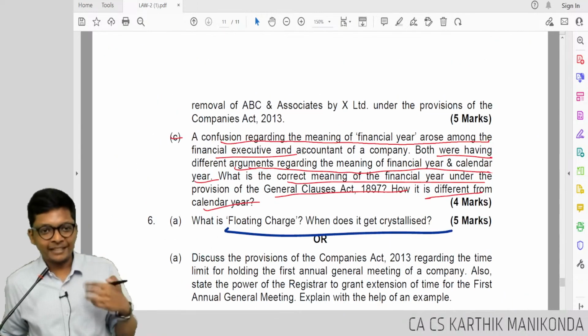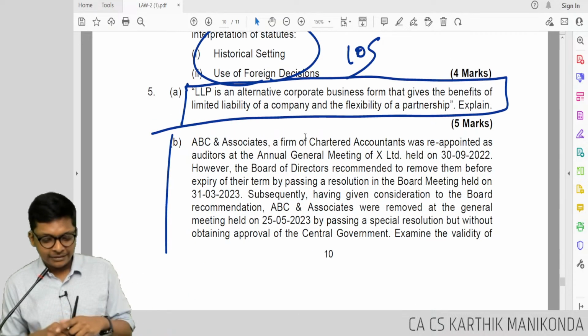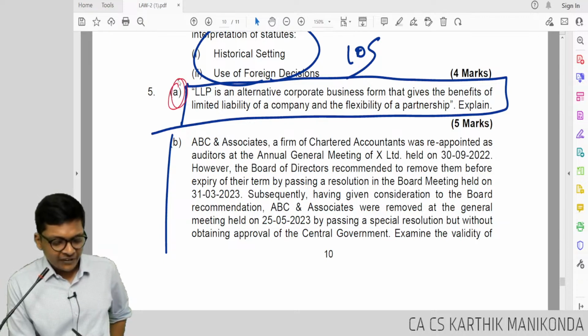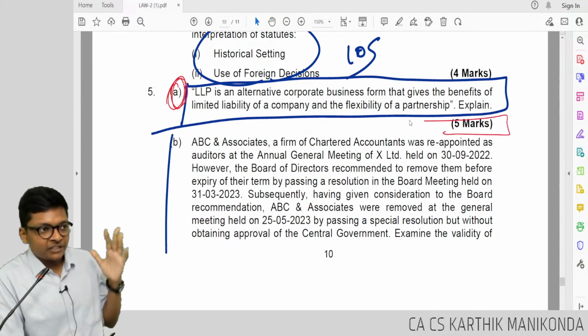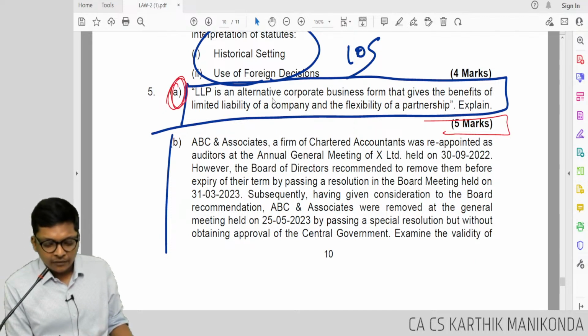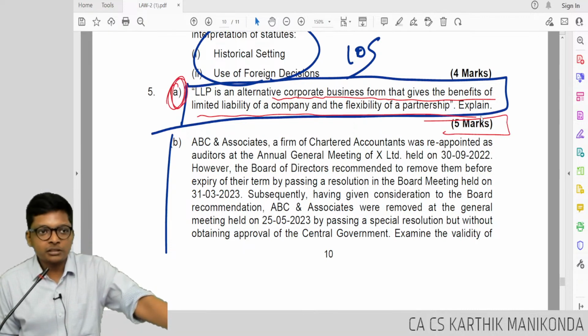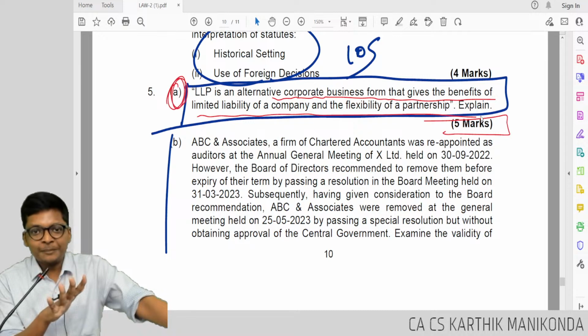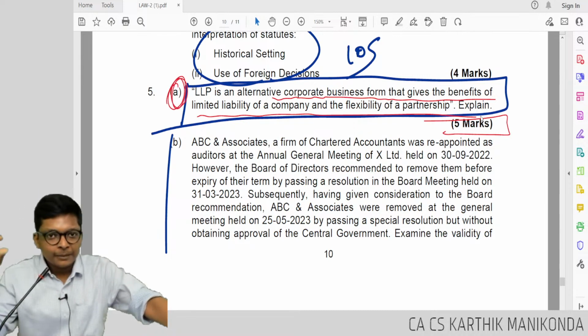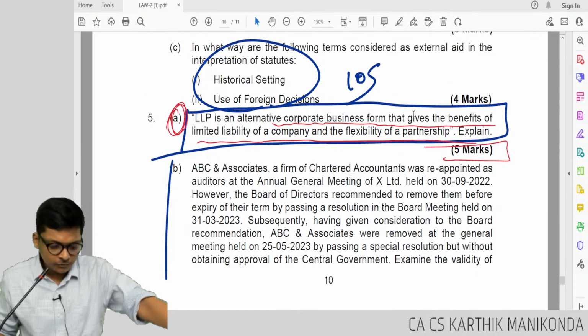Not only General Clauses Act, for those who thought of skipping General Clauses Act, that's how you get caught. Look at question 5A, guys. A 5-mark question from LLP in the latest mock test paper. LLP is an alternative corporate business form that gives the benefit of LLP along with flexibility of partnership. True or false? True, with 5 marks explanation. Separate legal entity, limited liability, artificial judicial person, all of them. Next.